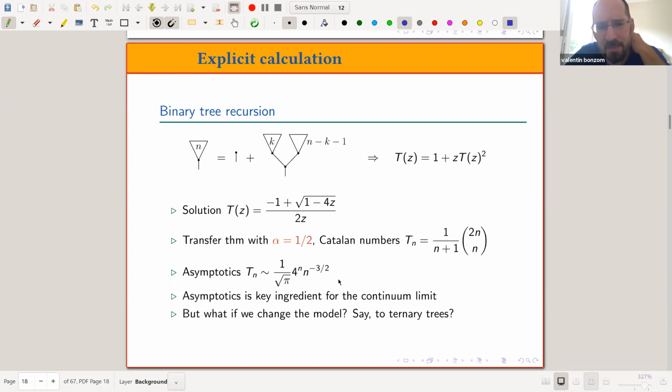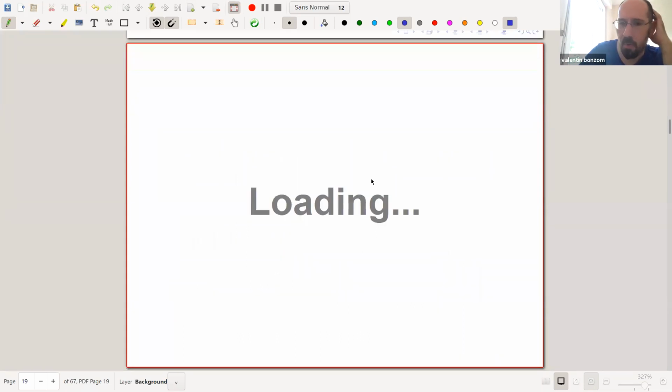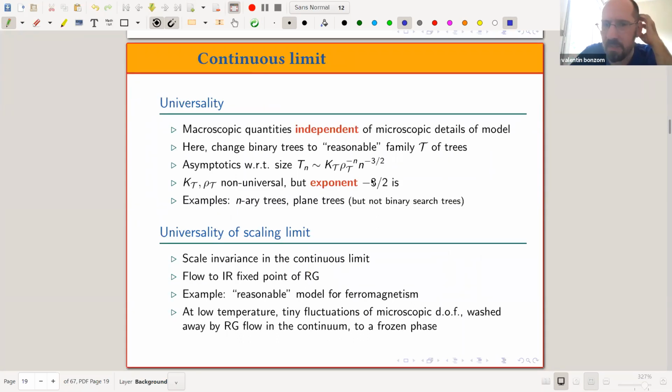So like I said, asymptotics is a key ingredient for the continuum limit. But when you look at this calculation, it seems like it really depends on the model. So what if I change the model? Say instead of binary trees, I look at ternary trees which can have 0 or 3 children. Well, obviously the calculations are going to be different, but at large scale, what do you expect? In fact, it's reasonable to expect universality. And here, universality means exactly the same thing as in statistical mechanics. It means that quantities that you evaluate at the macroscopic level are independent of the microscopic details.